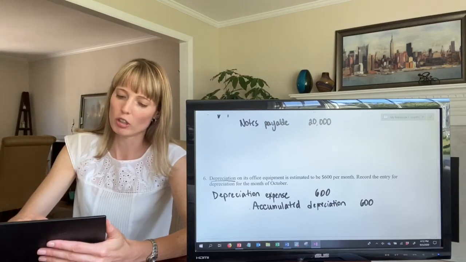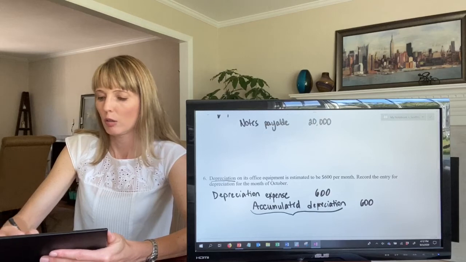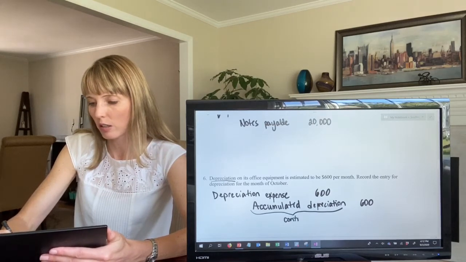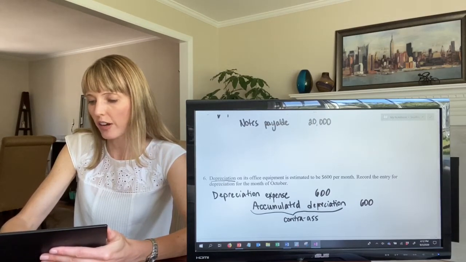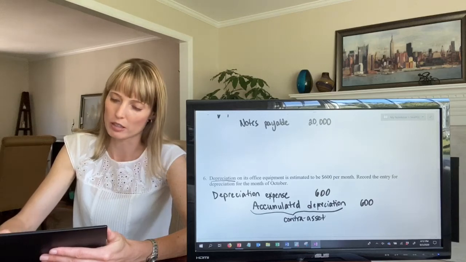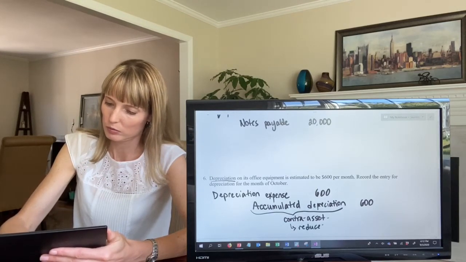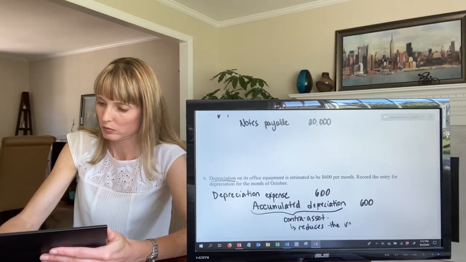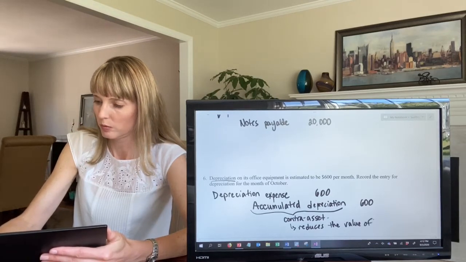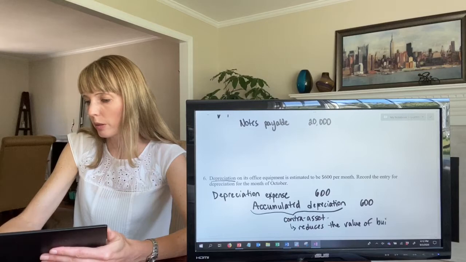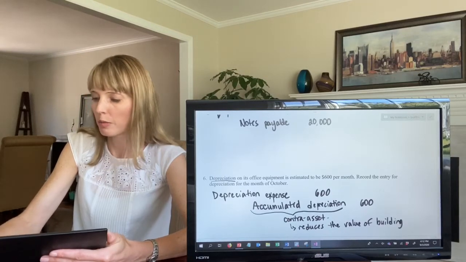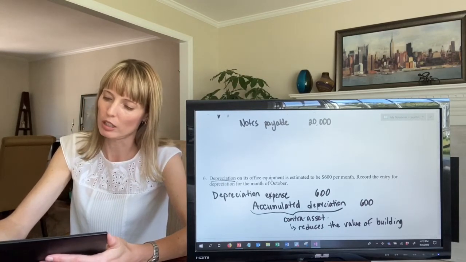Accumulated depreciation is an account which is a contra asset. It reduces the value of a long-term asset, which would be buildings or equipment. Remember, land never gets depreciated.